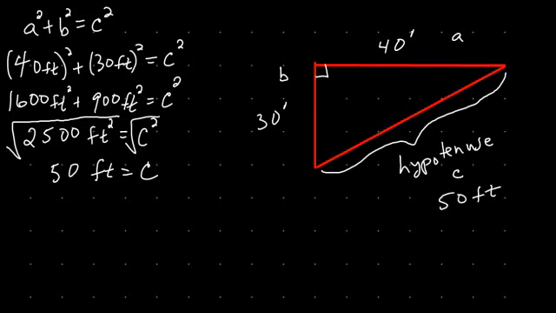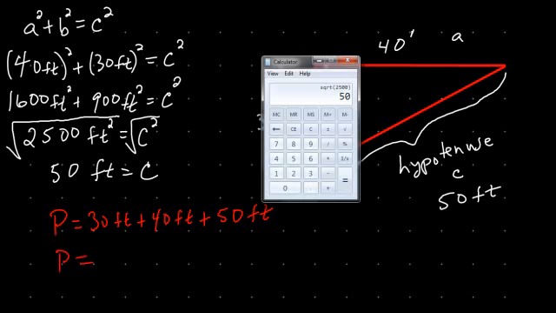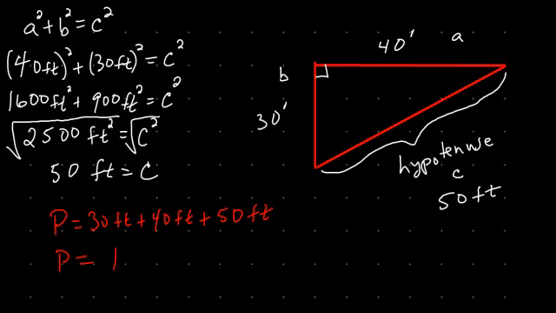So now let's find the perimeter down here in red. The perimeter is going to equal 30 feet plus 40 feet plus 50 feet. When we have straight sides, it's always easy: just measure around them. So the perimeter is 30 plus 40 plus 50, which is 120. We need 120 feet of fence.